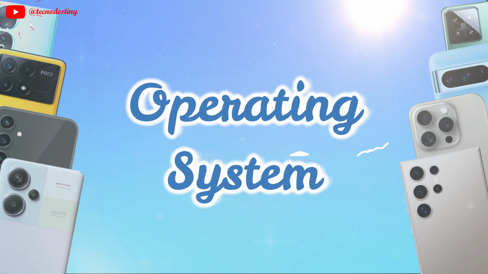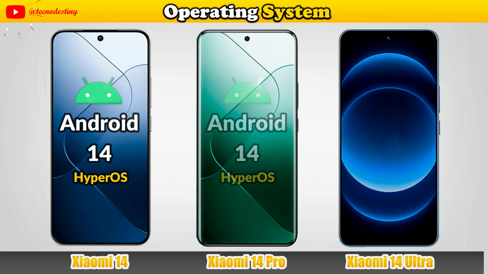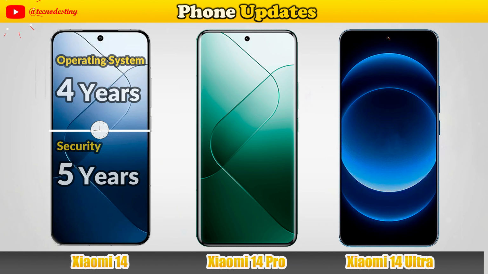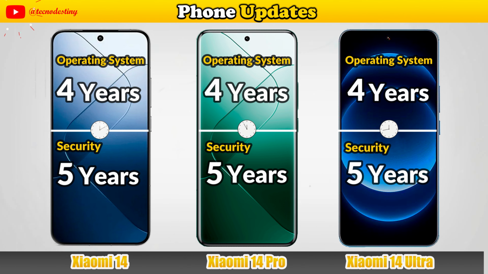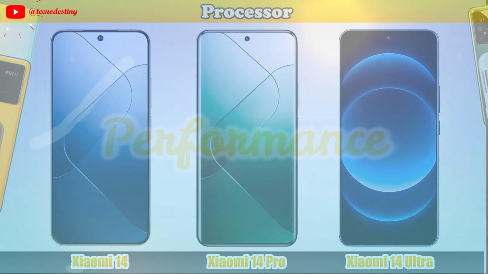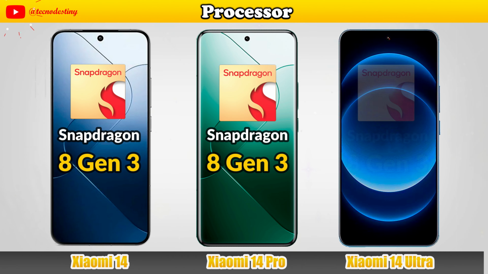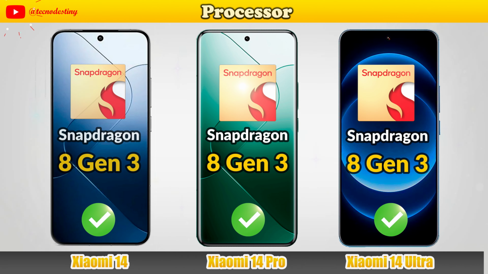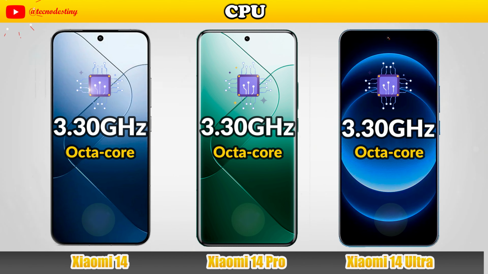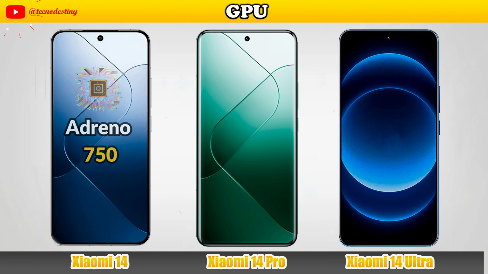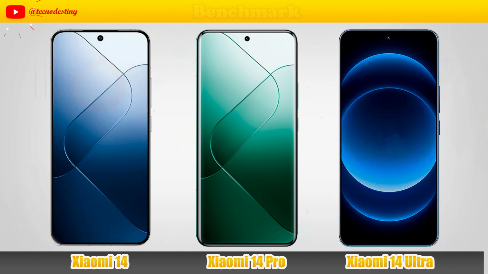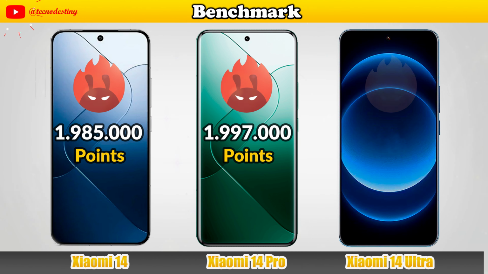Let's take a look at the operating system. And phone updates. This is the performance processor. Central processing unit. GPU. Finally, the benchmark.